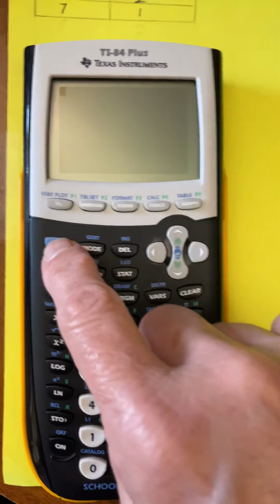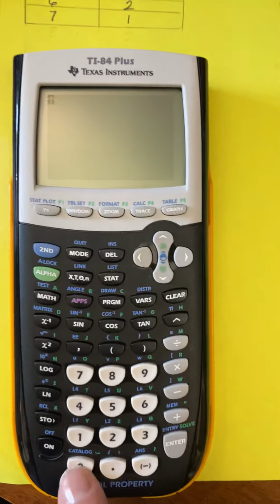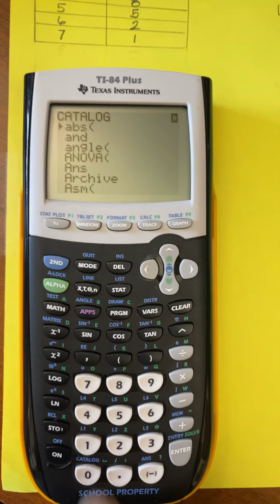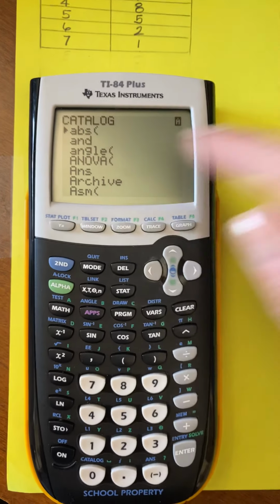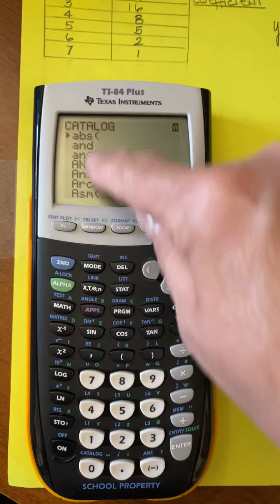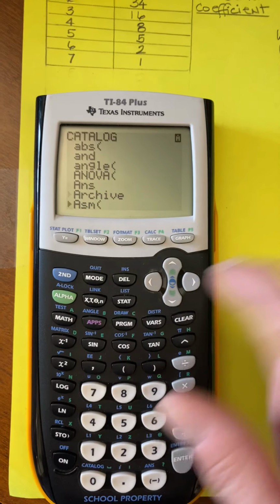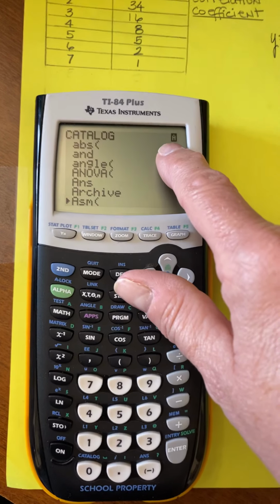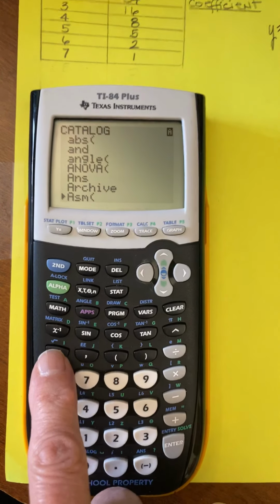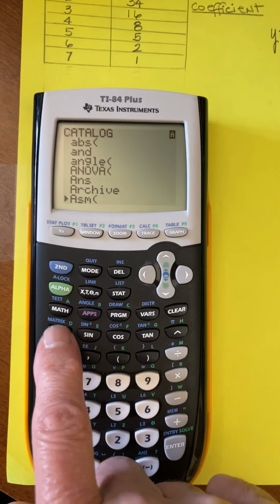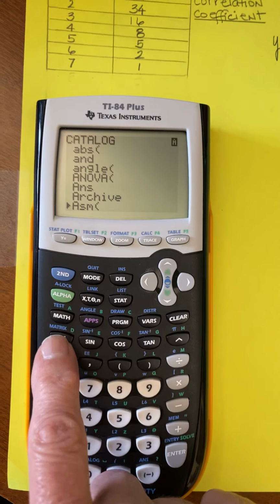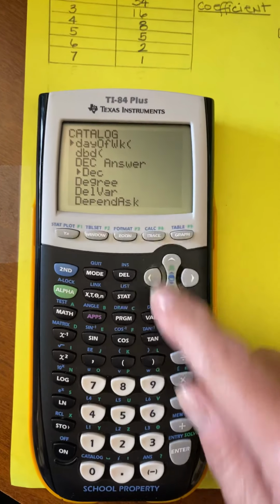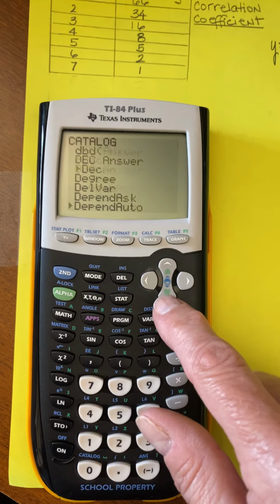So we're going to go to Second Catalog. Now that gives us a list. We used this earlier in the year, and it gives us a list that I don't want to have to scroll all the way down through. So I'm going to choose Alpha, and Alpha will come up with a little A here. And we need D. That's on X to the negative 1, right below Math. You see the D there. And that will jump you down to all the D's. So now you only have to scroll a few.